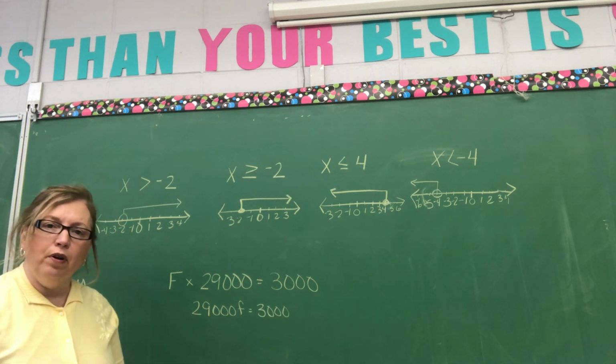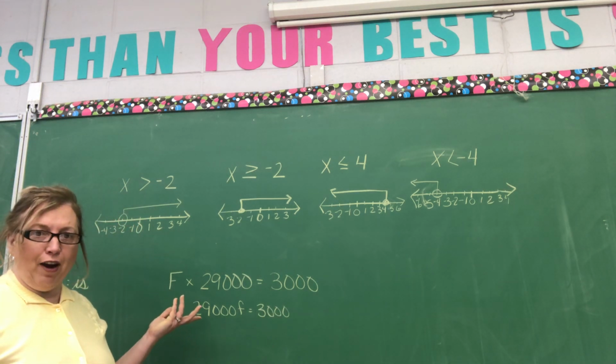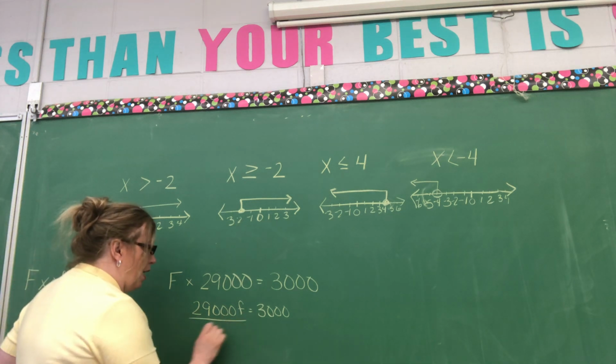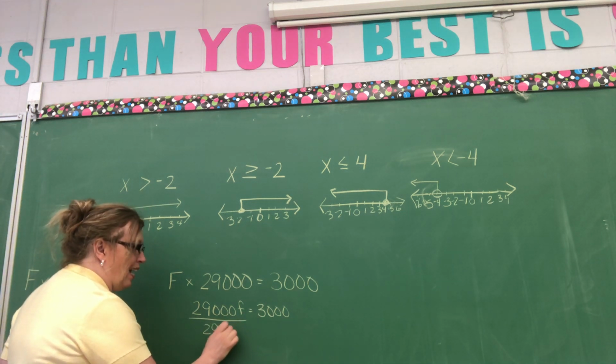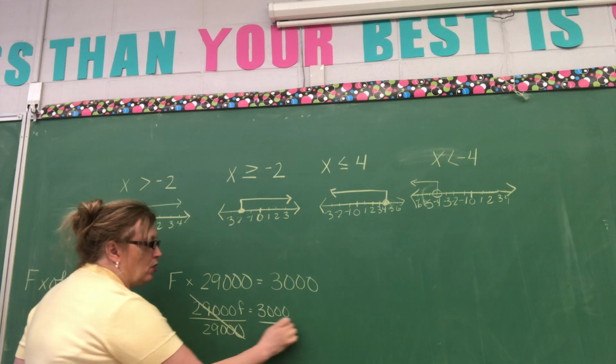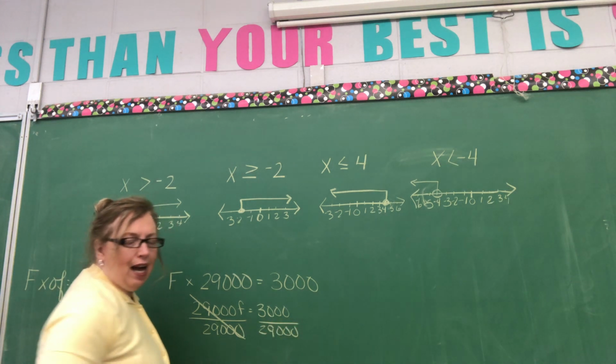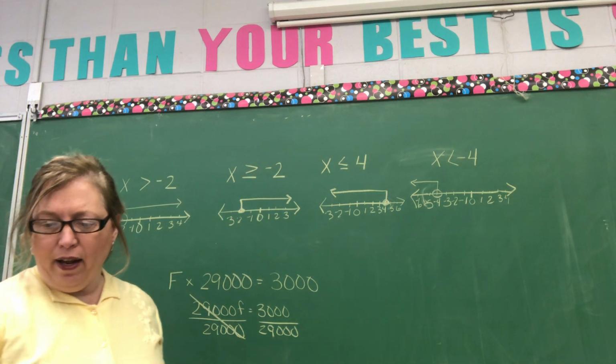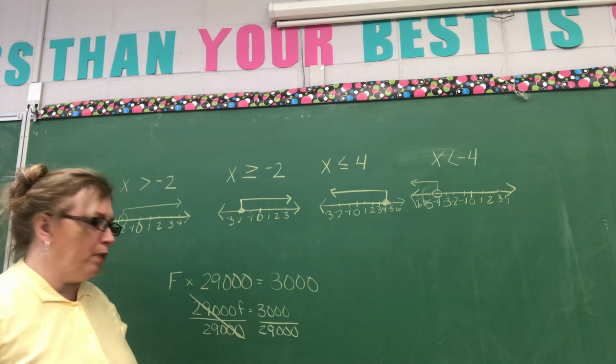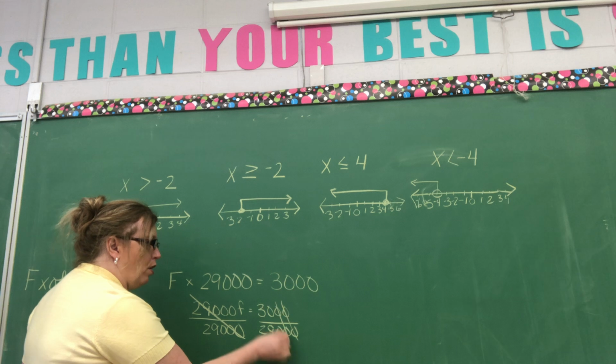What are we going to do? We've got to get F by itself for the fraction, right? So we're going to divide by 29,000. That's going to cancel. We're going to go over here and write 29,000. When I do that, I'm going to get rid of my zeros because I can cancel all of those out.